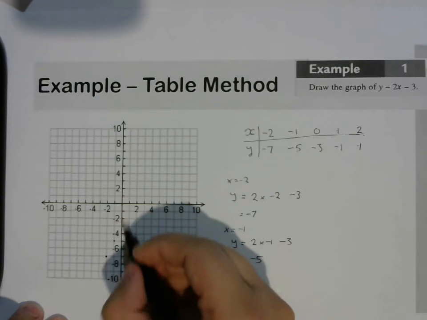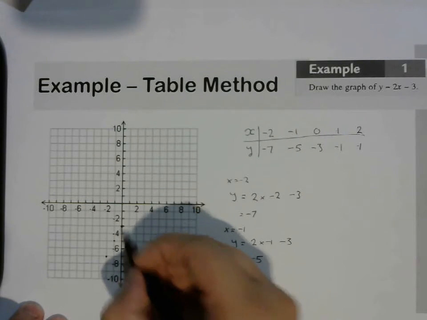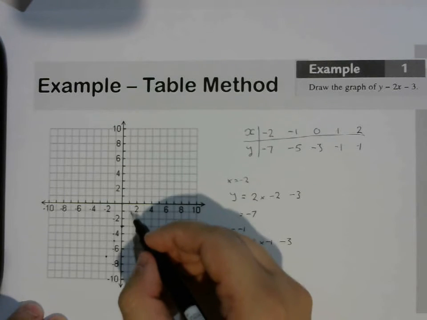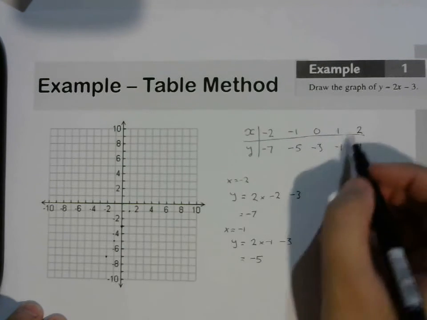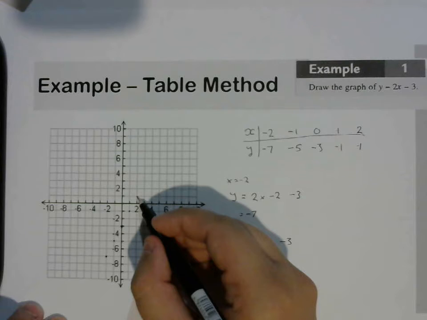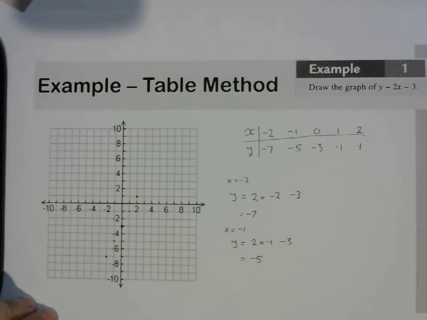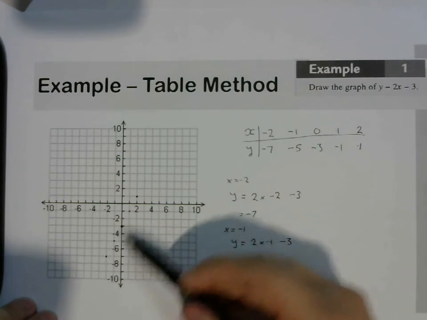0, -3. I'm going to find 0 and -3. 1 and -1. And then 2 and 1. Now I've got 5 dots on my graph.